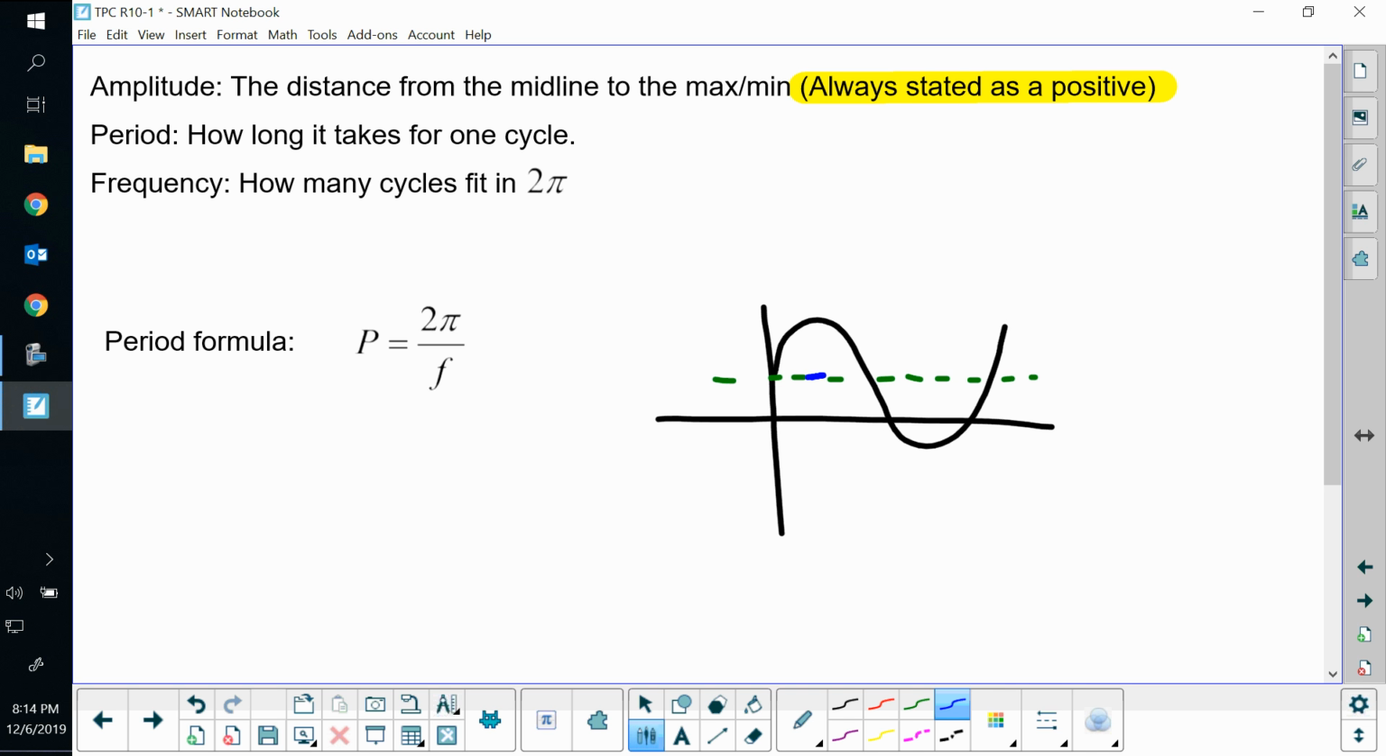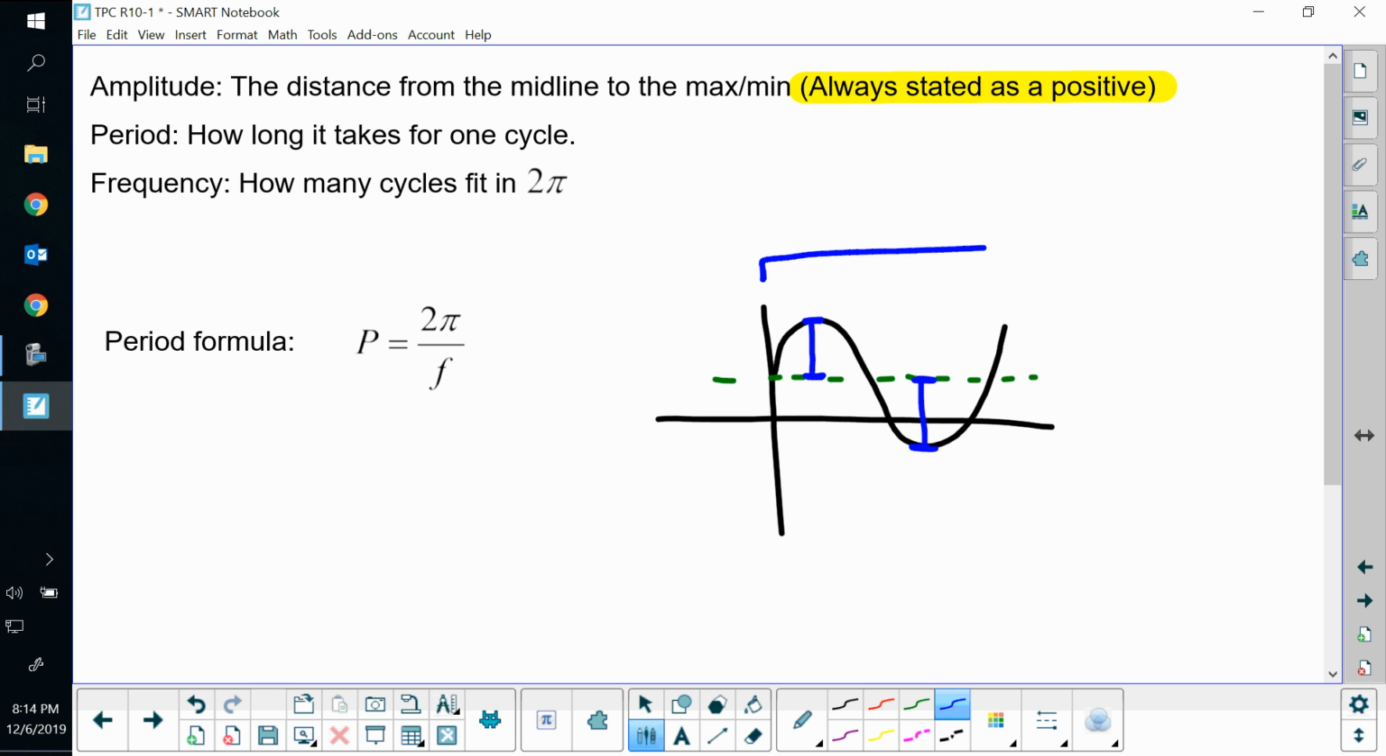So the amplitude is from that midline to the max, so that distance, or from the midline wrap line to the min. Those will be the same distance. And it's always the absolute value of that, so it's a positive distance we're always saying. So we're just saying how much are we going up or how much are we going down. So that's your amplitude. The period is how long it takes for one cycle.